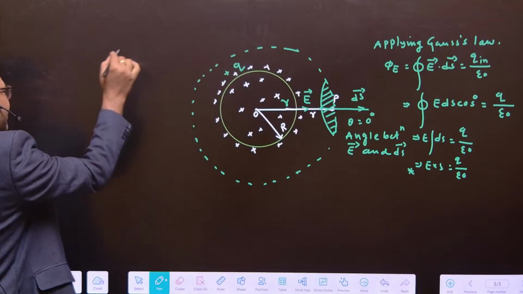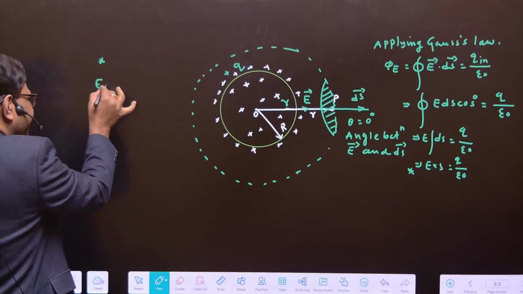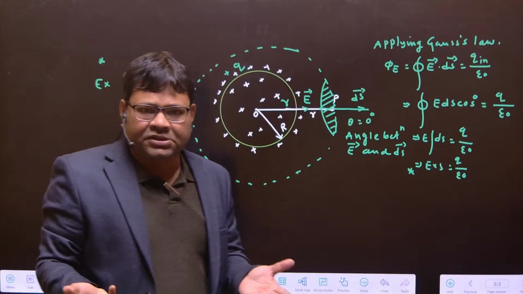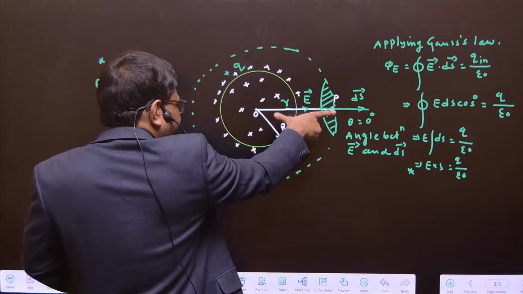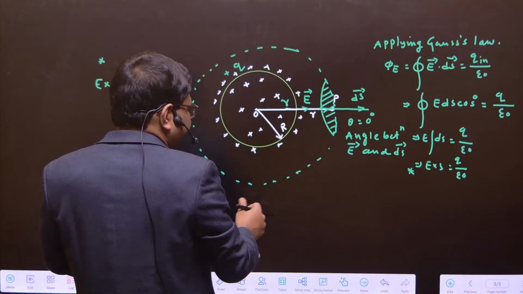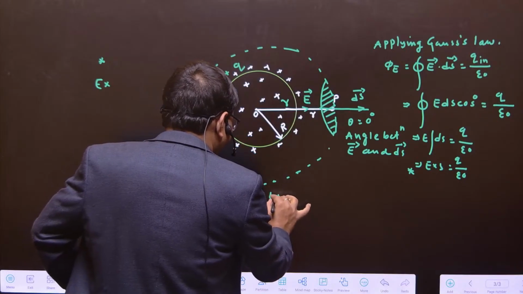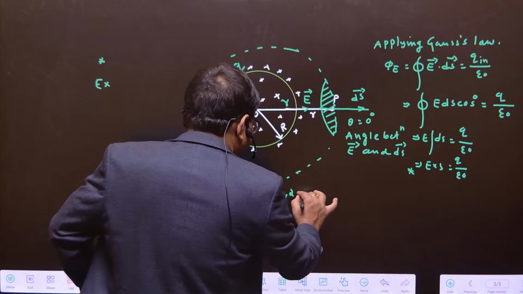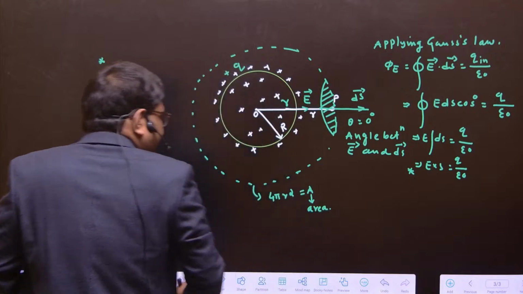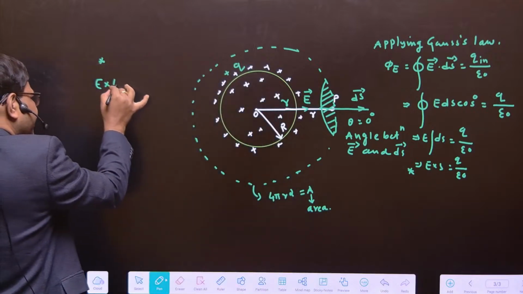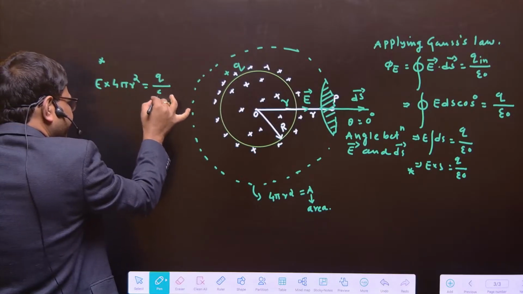Okay, students? Now see here. S means area. Whose area? Area of the Gaussian surface. At the Gaussian surface the radius is small r, so the Gaussian surface is spherical in nature. The area of the Gaussian surface will be 4 pi r square. This is A, the area of the Gaussian surface. Clear, no?